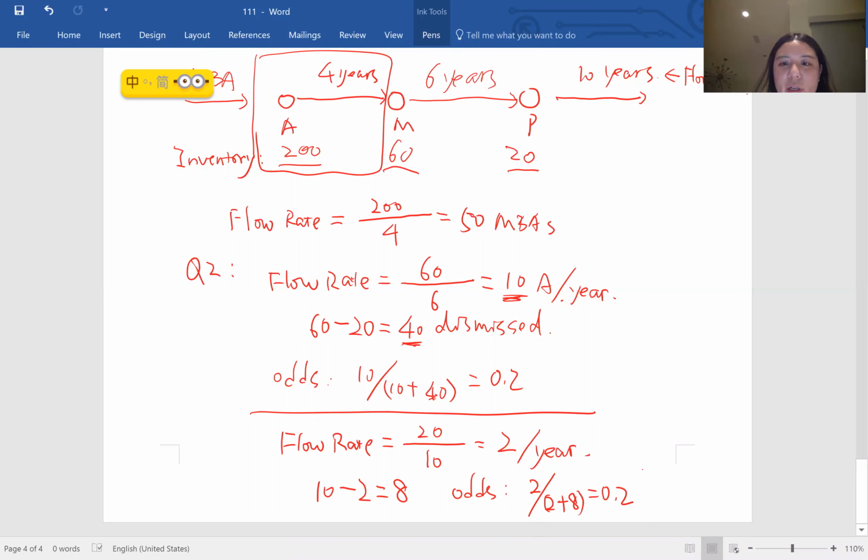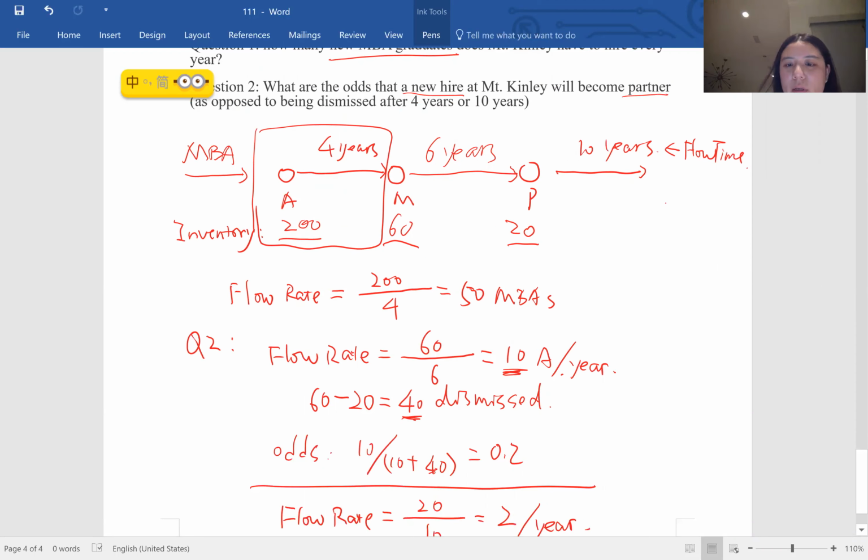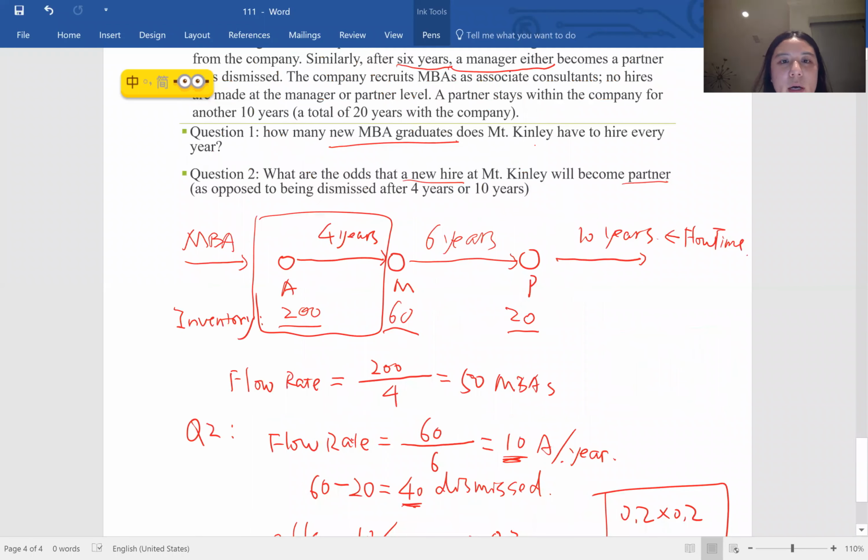So to calculate the odds that a new hire becomes a partner, we need to multiply these 2 odds. We use 0.2 times 0.2, which equals 0.04. So this is the odds of a new hire being promoted to partner.